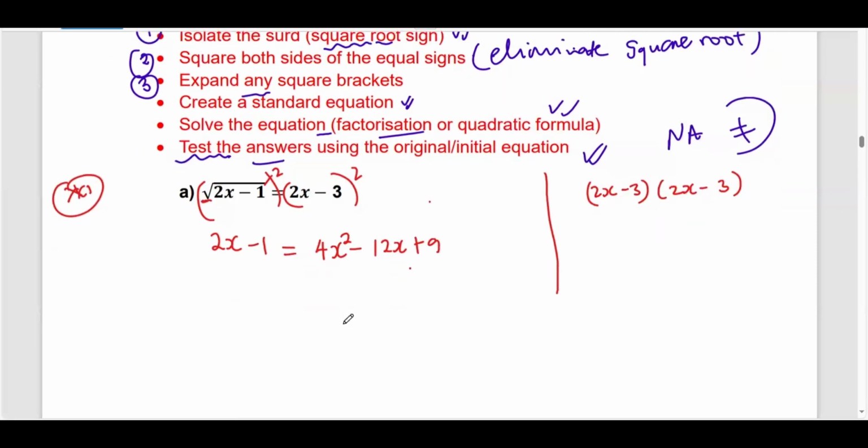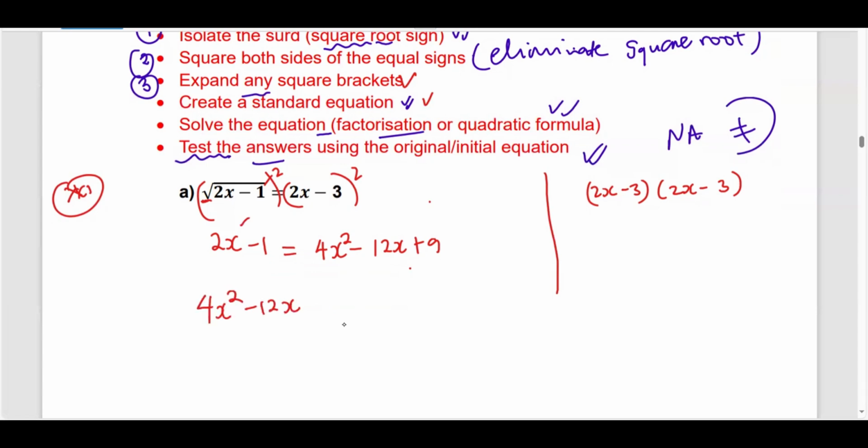And then let's create a standard equation now, since we've opened up. The next part, expanding, we've done. Create a standard equation or standard form. So let me move this to the right. So I'll have my 4x squared minus 12x.